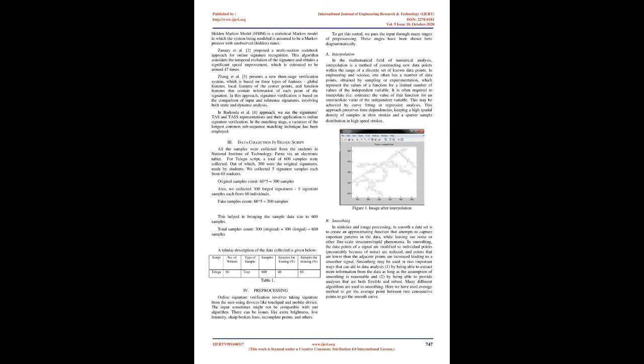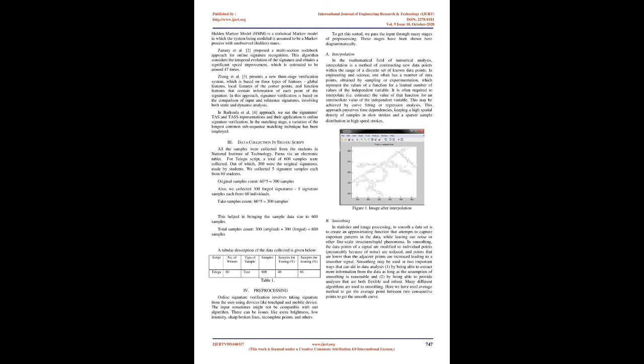Kashi et al. [1] proposed a hidden Markov model approach to online handwritten signature verification. A hidden Markov model, HMM, is a statistical Markov model in which the system being modeled is assumed to be a Markov process with unobserved, hidden, states. Sahai et al. [2] proposed a multi-section codebook approach for online signature recognition. This algorithm considers the temporal evolution of the signature and obtains a significant speed improvement, which is estimated to be around 47 times.